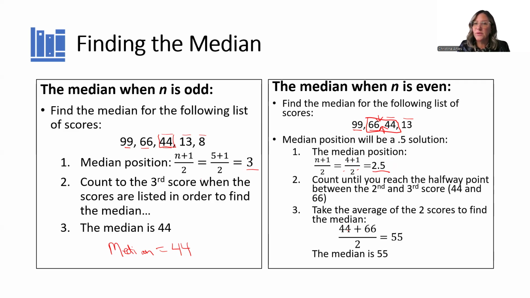So what we do is we take the average. We take 44 plus 66, those two numbers right in the middle that split it, and then divide by 2, and we get 55. That is where the median is. The median is right in the middle of those two numbers, and it equals 55. That's how I would report it. So it's a little different whether it's odd or even.